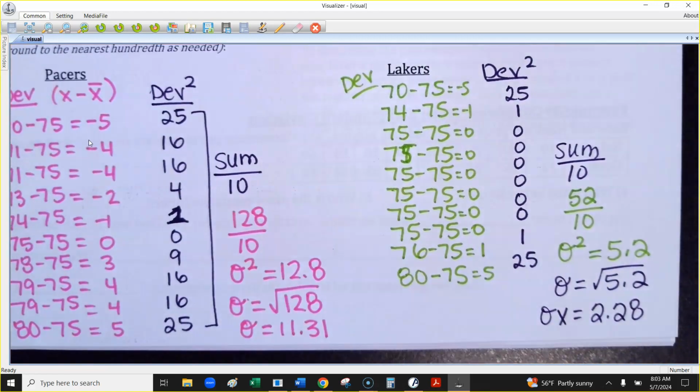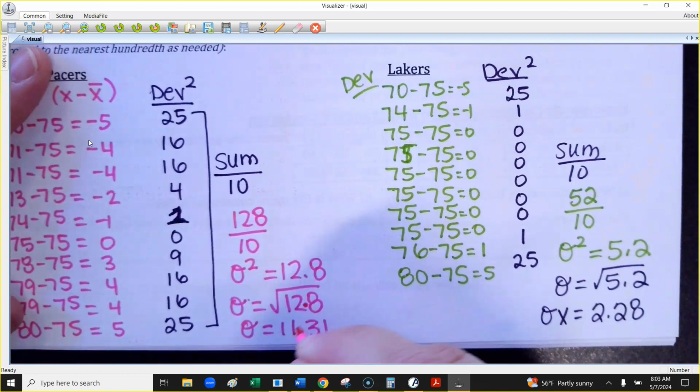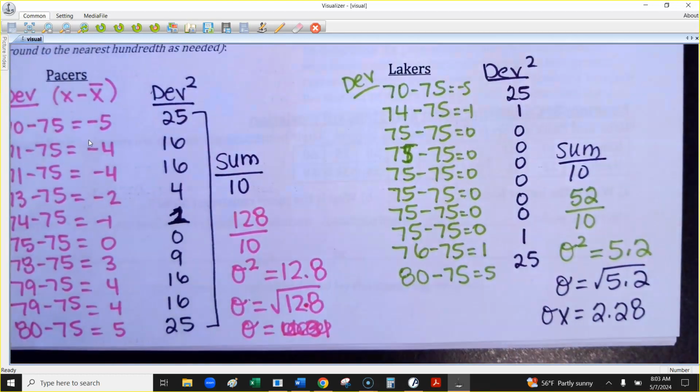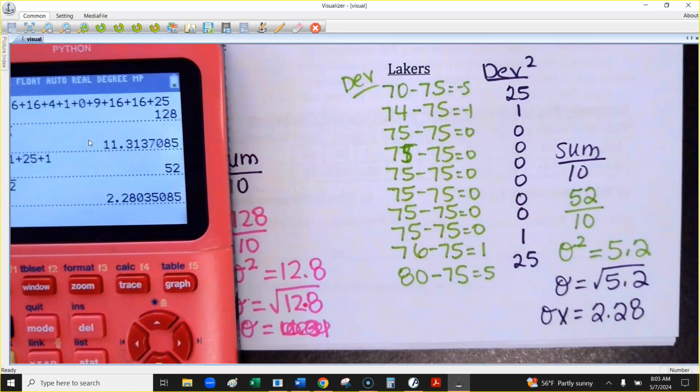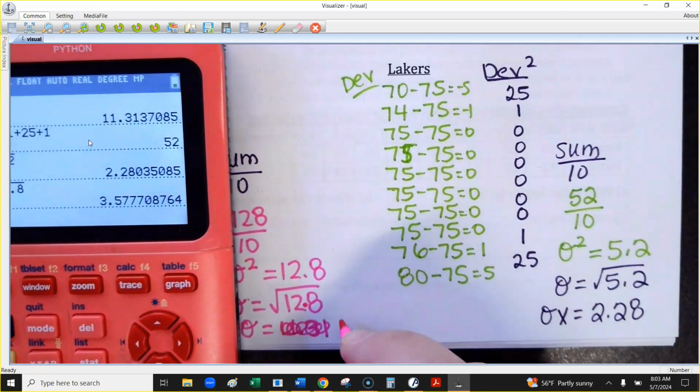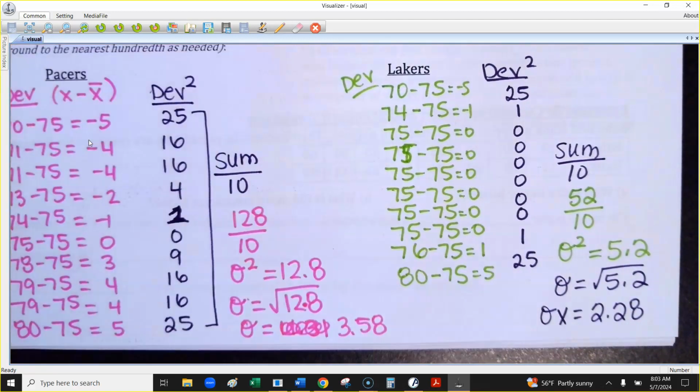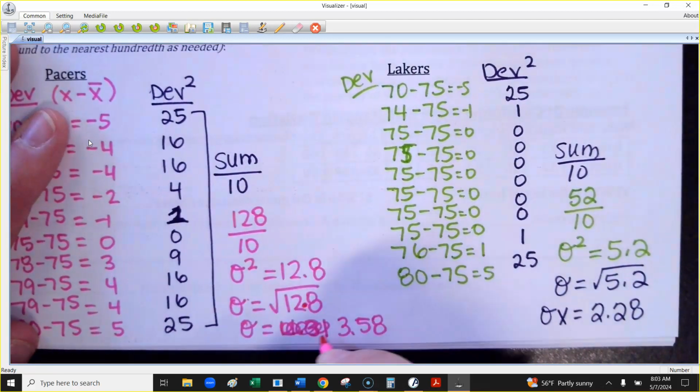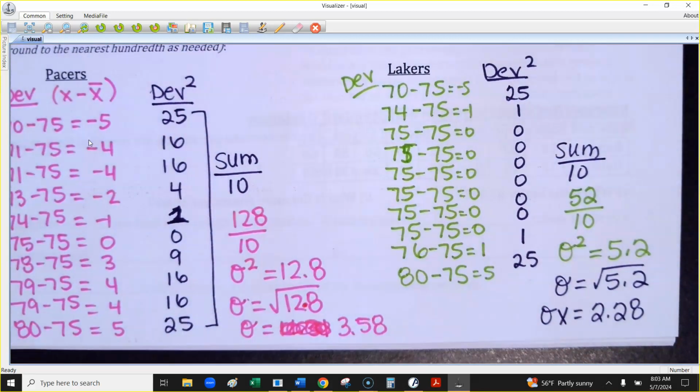Why on the other one did you use 128 instead of 12.8? Oh, I'm an idiot. No one stopped me. Okay, hold on. Let me fix that. Sorry. 12.8. I said it, and then I did 128 here. This one, you guys, this should have been, sorry, 3.58. I forgot the decimal place. All right, my fault. 12.8 was what I should have had under my square root.